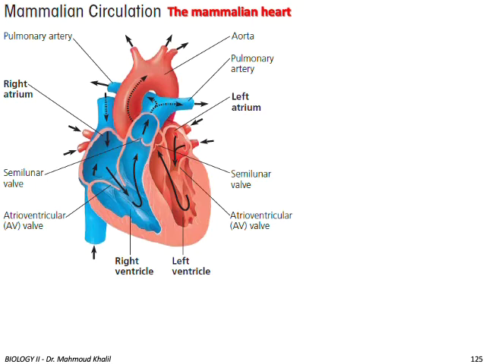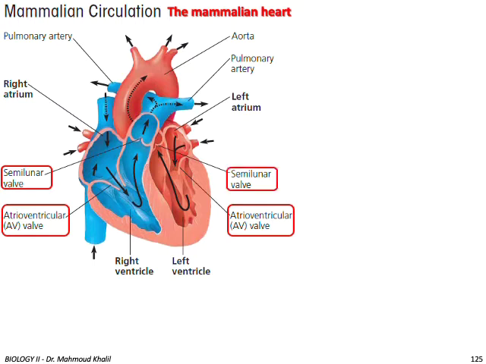Looking into the structure of the mammalian heart, the heart consists of four chambers, a left and right atrium and left and right ventricle. You can see that there are a number of valves. Generally, the valves prevent the backflow of the blood. There are two atrioventricular valves that prevent the backflow of the blood from the ventricle to the atrium, and there is as well a semilunar valve that prevents the backflow of the blood from the pulmonary artery to the right ventricle, and there is another semilunar valve that prevents the backflow of the blood from the aorta to the left ventricle.